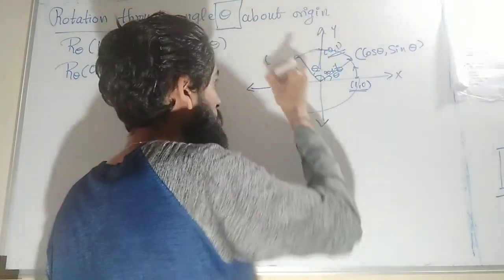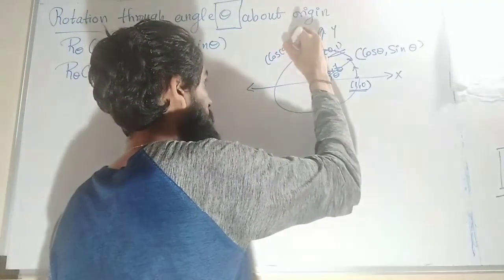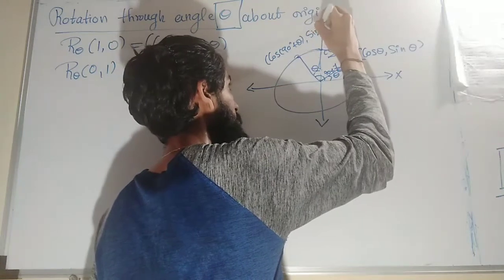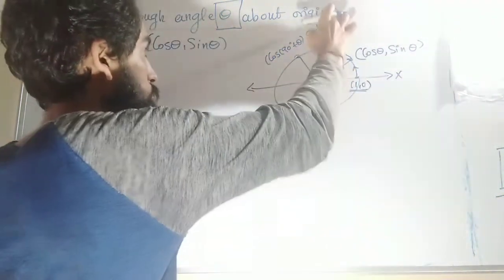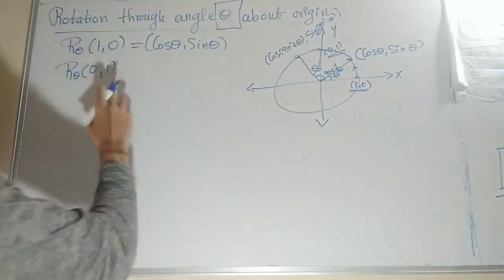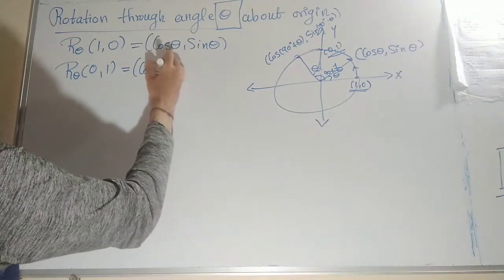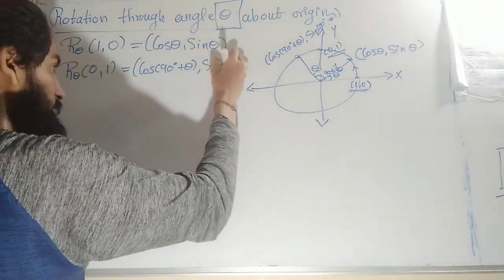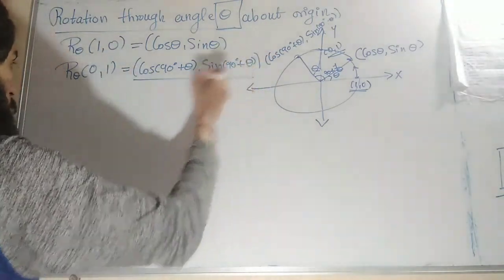Since the radius of the circle is 1, this is nothing but cos(90 degrees plus theta), comma, sin(90 degrees plus theta). Correct? Okay. So this is nothing but the second. That means my (1, 0) will get mapped to cos(90 degrees plus theta), comma, sin(90 degrees plus theta). Okay. So now we know about this.